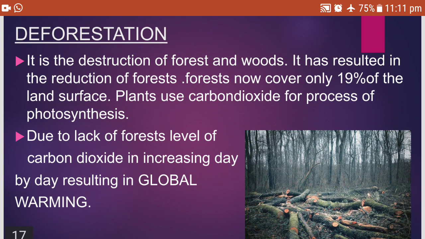NPK fertilizers. The next human activity causing air pollution is deforestation. It is the destruction of forests and woods. It has resulted in the reduction of forest. Forests now cover only 19% of Earth's land surface. Plants use carbon dioxide for photosynthesis. Now, because there are no forests left, the level of carbon dioxide is increasing day by day, and that is resulting in global warming and the melting of glaciers.